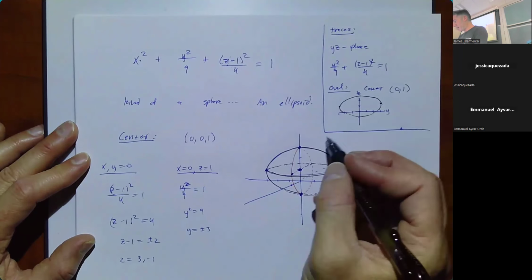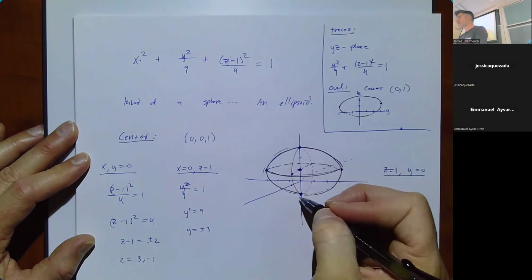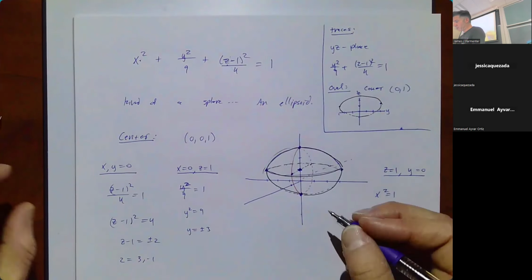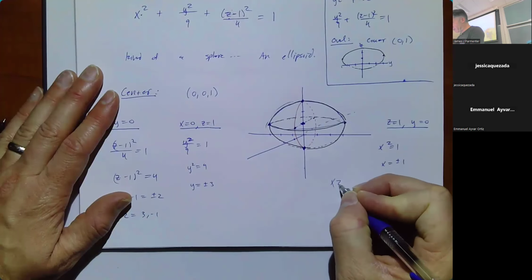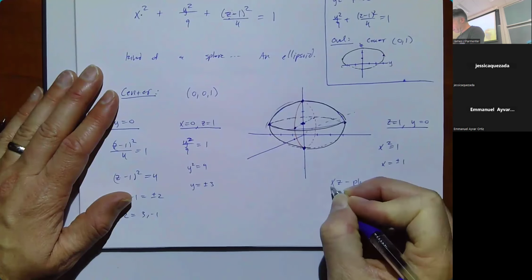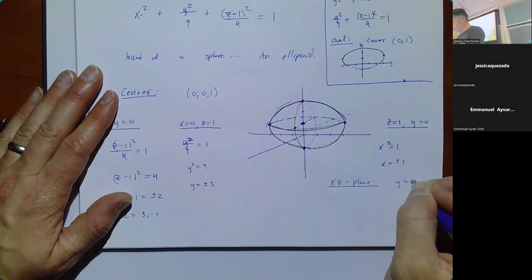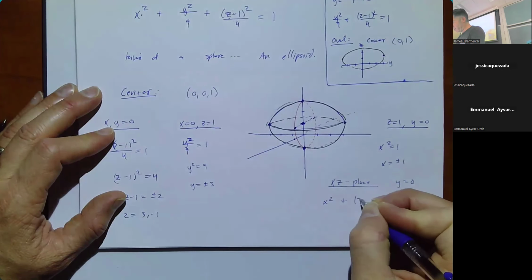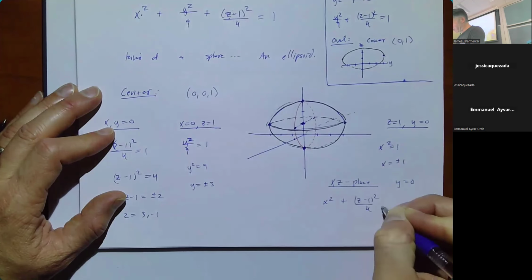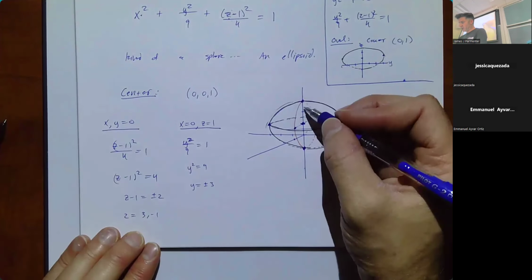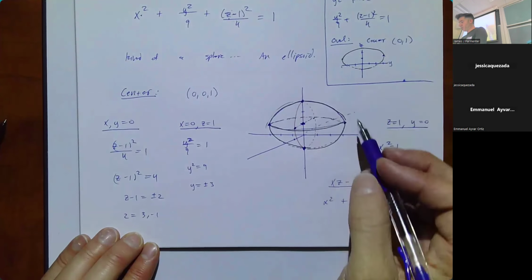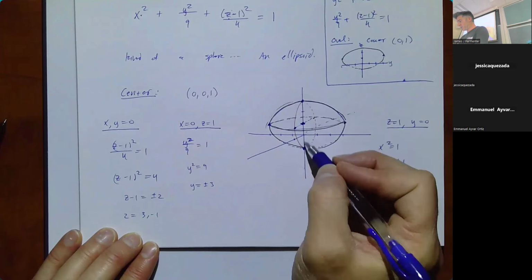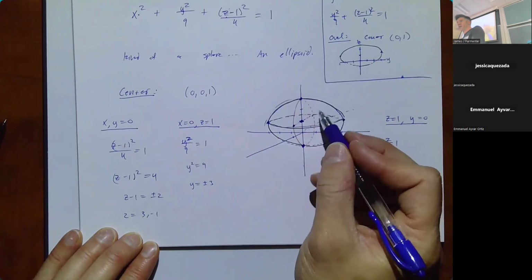So that right there, that's in this trace right here. And then similarly in the xz plane, if we set y equal to 0, we're just getting the trace where x squared plus (z minus 1) squared over 4 is equal to 1, which ends up being this red oval here, right? You're still at the same center, and then you're going 2 in the z direction, 2 up and 2 down, and 1 in the x direction.